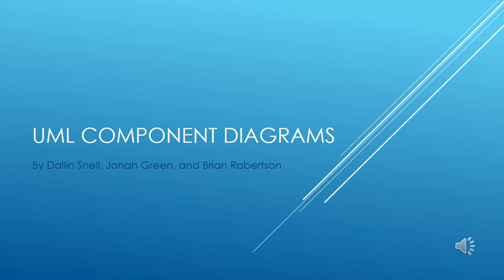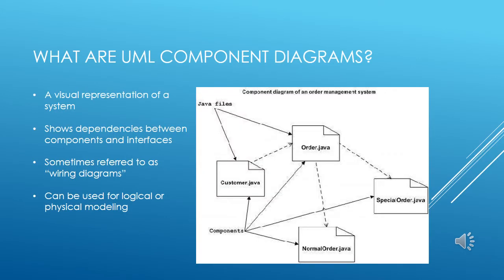What are UML component diagrams? Unified Modeling Language is a multi-purpose modeling language used mainly for software projects to provide a graphical representation of the intended layout of a piece of software.